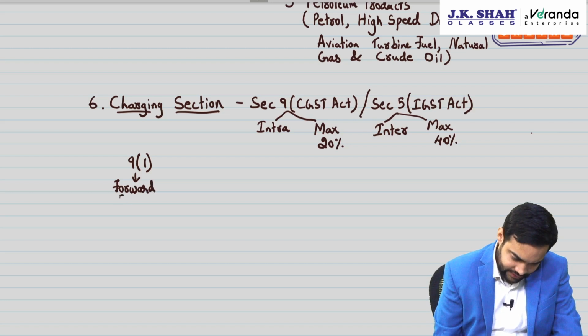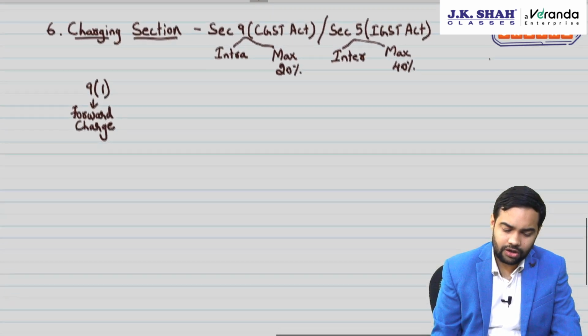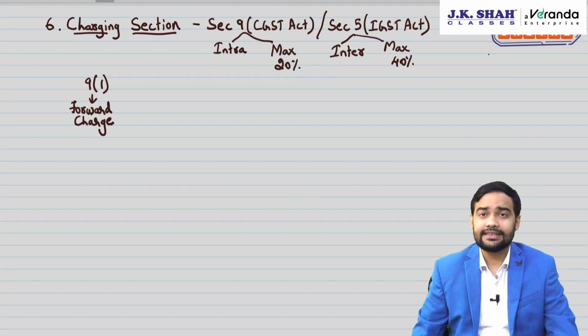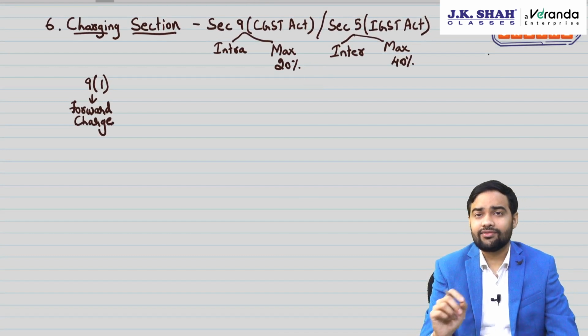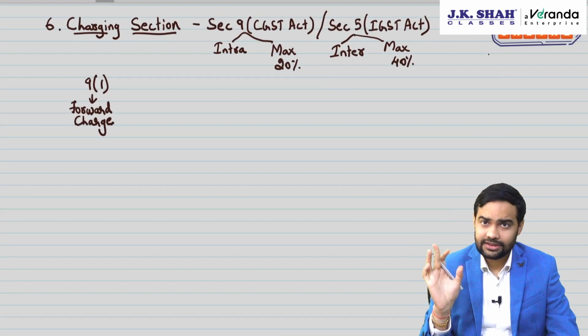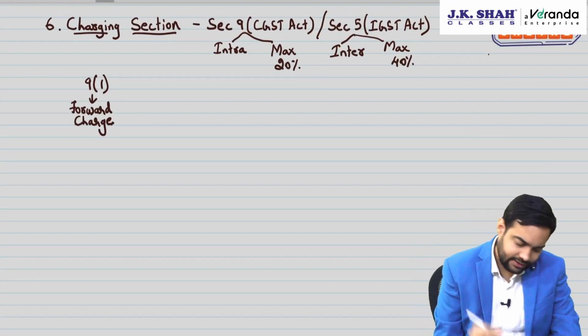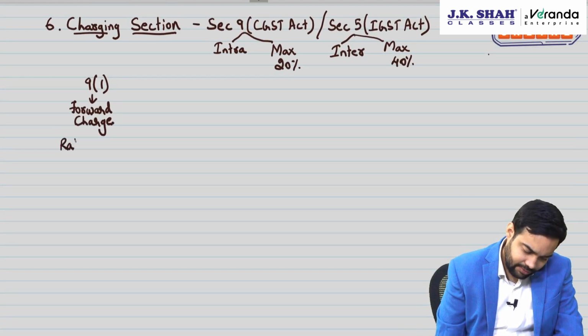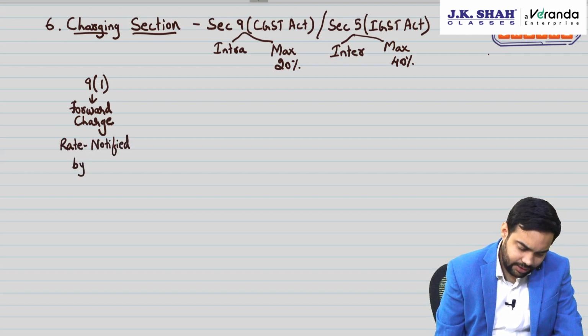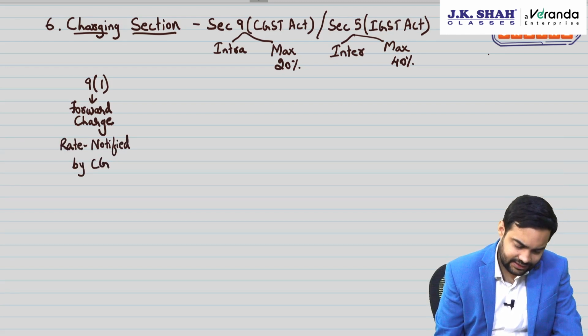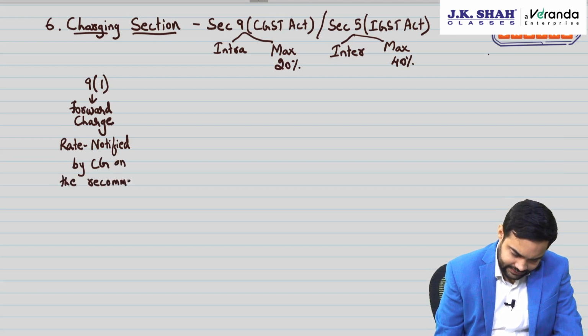So basically we have 9.1 which deals with forward charge, and it says GST will apply on all goods or services except alcoholic liquor for human consumption. So it excludes only one product. The rate will be notified by the government. It says central government because we are reading section 9 of the CGST Act, on the recommendation of the GST Council.